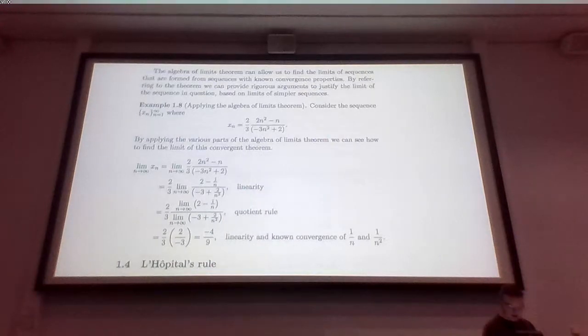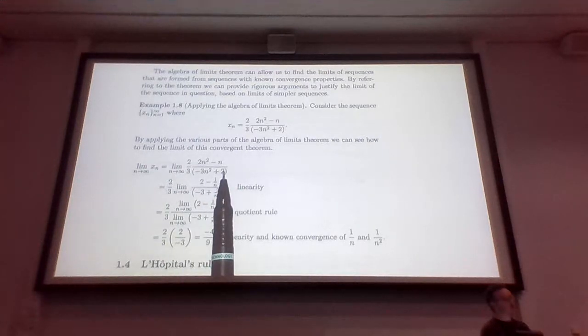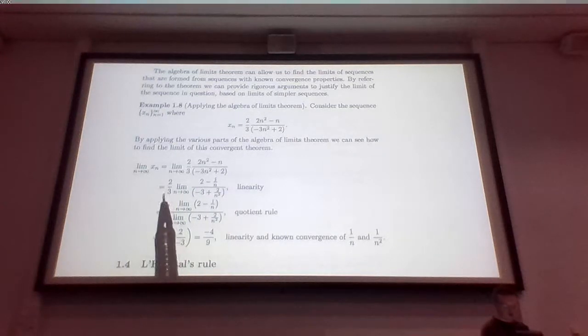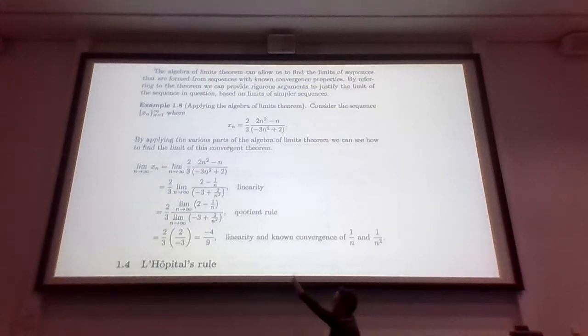That's what xn is. The first thing we do is this factor of 2/3, we take that outside the limiting process. Because we're saying that the limit of 2/3 times a sequence is the same as 2/3 times the limit of the sequence. Okay? This multiplication by the factor 2/3 can move outside the limiting process.